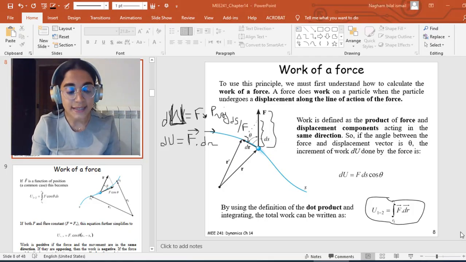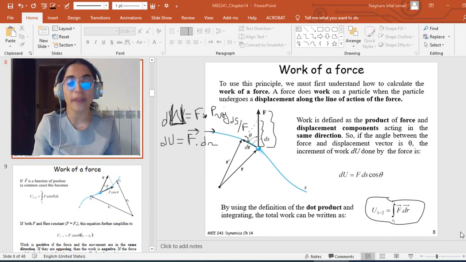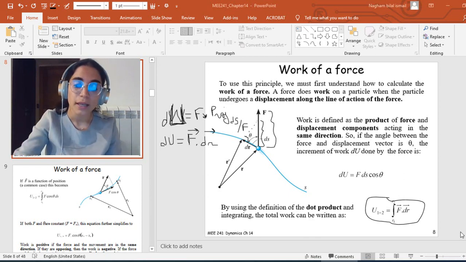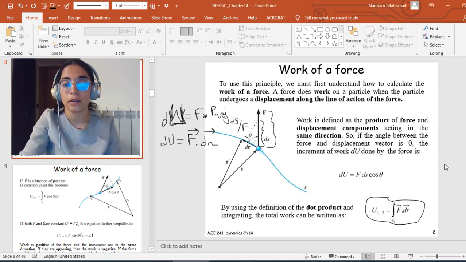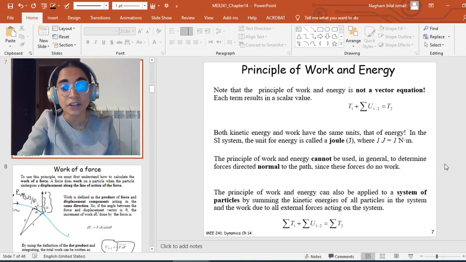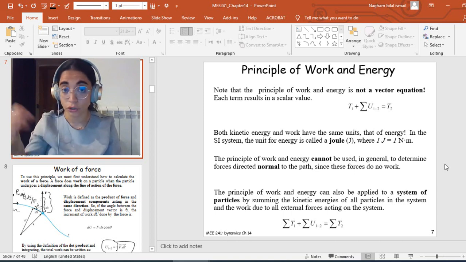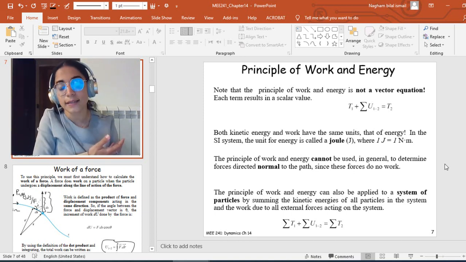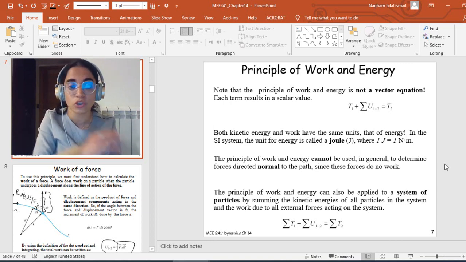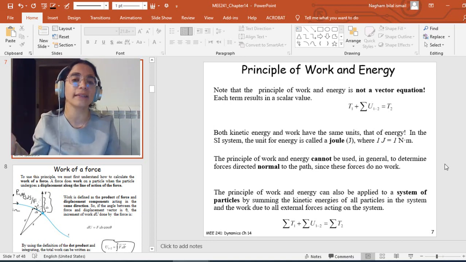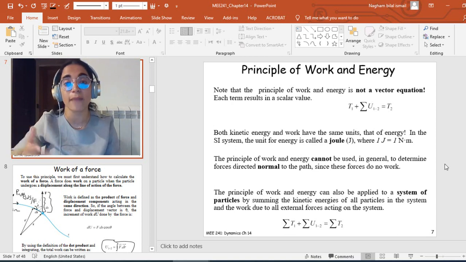Welcome back, guys. So as we said in the previous video, the differential of a work is equal to the scalar product of F dot dr. And from here, guys, comes the good news of the principle of work and energy: it is not a vector equation, instead it's a scalar value. So the work is a scalar because this is the scalar product of the force and dr, which is always a scalar value. And I know that the kinetic energy is scalar because it is equal to half mv squared. Any vector squared is a scalar value.